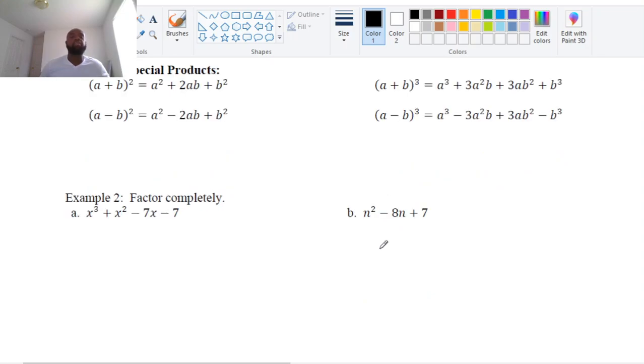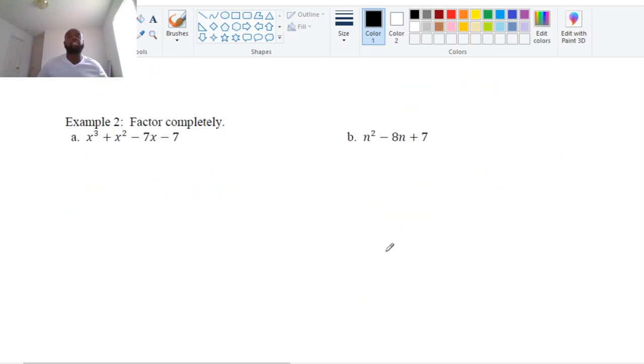All right, let's look at some examples so that we can get used to this. And then we're going to see a lot more examples in class.